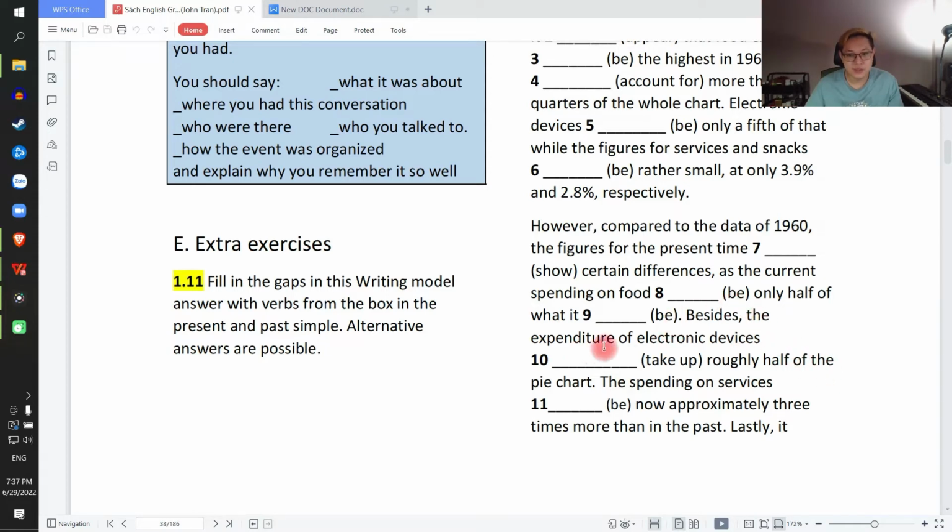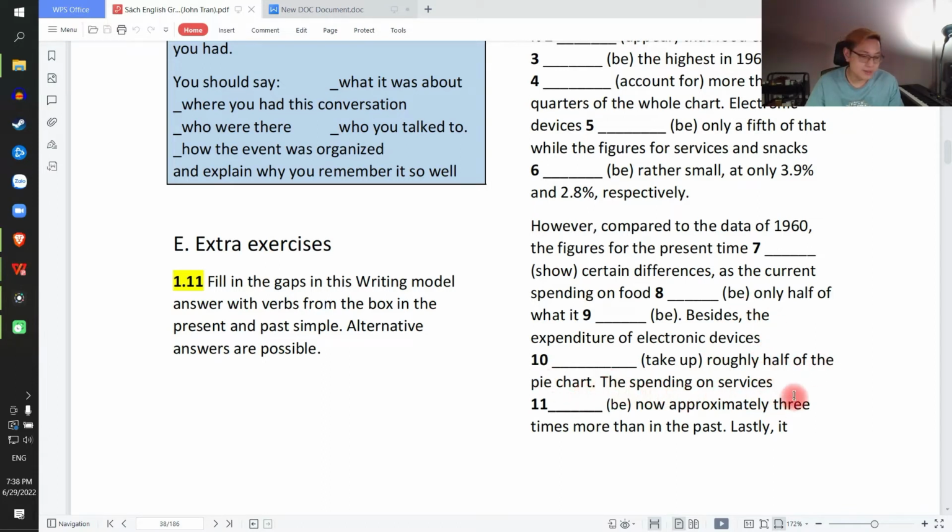Well, the expenditure of electronic devices, of course, the word expenditure is the most important. So expenditure singular, so takes up, takes with s and then up, takes up. Sự chi tiêu của những thiết bị điện tử thì cái chữ sự chi tiêu này nó là quan trọng nhất trong cái đống này, mà expenditure là số ít cho nên là chia là takes có s nha, takes up roughly half of the pie charts.